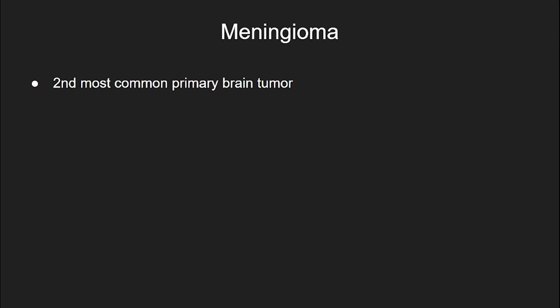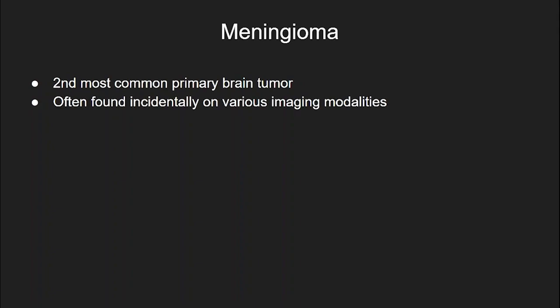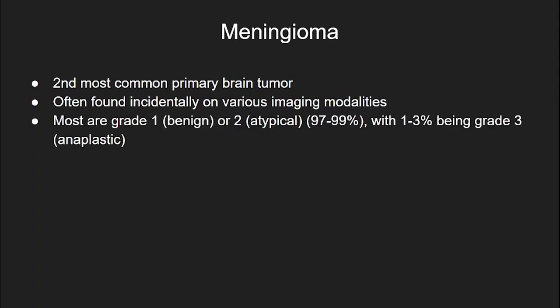It is the second most common primary brain tumor. It is often incidentally found on various imaging modalities, including nuclear medicine imaging. Most meningiomas are grade 1, which is classified as benign, or grade 2, classified as atypical. This represents about 97 to 99%, with the remaining 1 to 3% being grade 3 or anaplastic tumors.